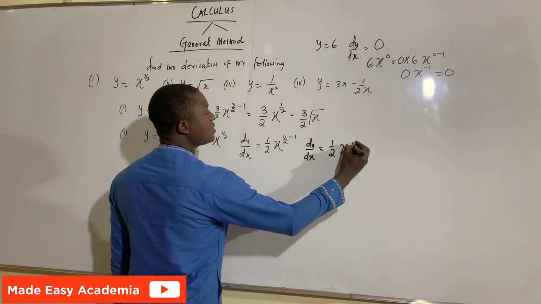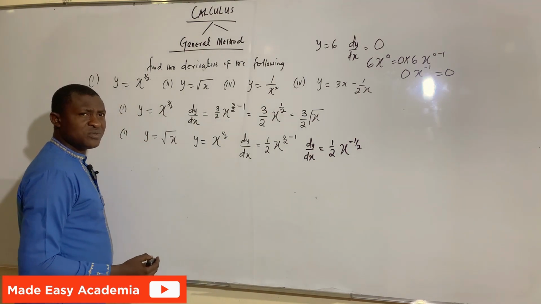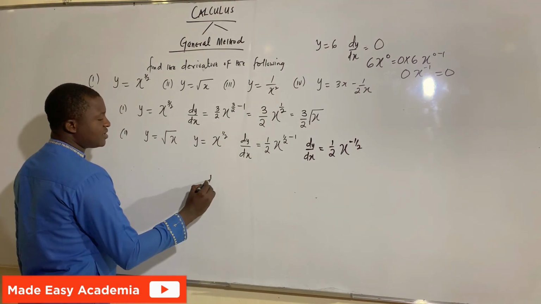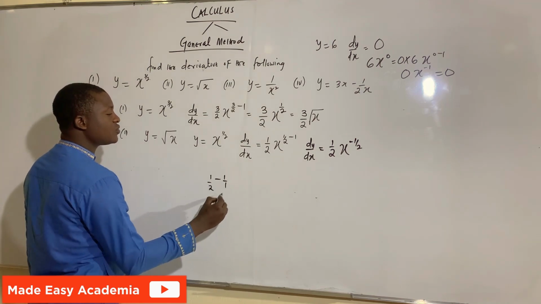1 over 2 minus 1. Of course, we are going to have minus 1 over 2. I hope you know why I got minus 1 over 2. Okay, let me show you. This is it here: 1 over 2 minus 1. Just a simple fraction.